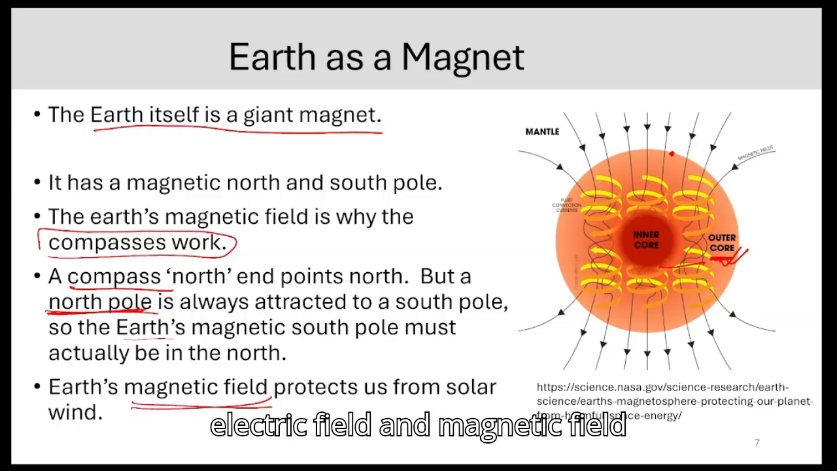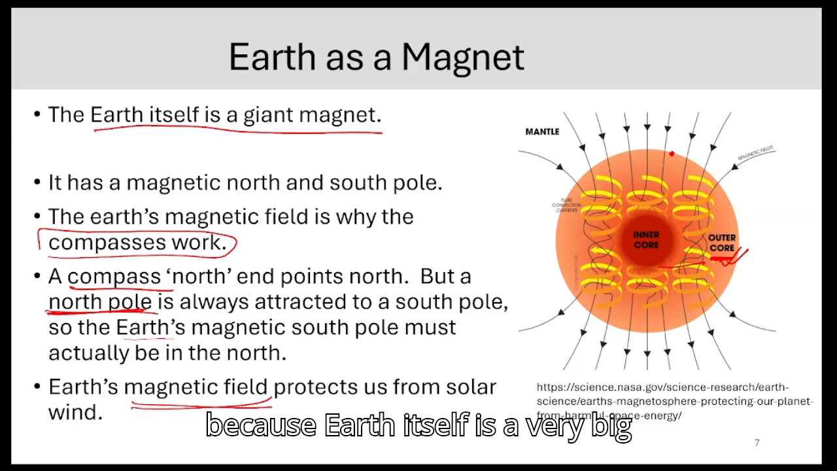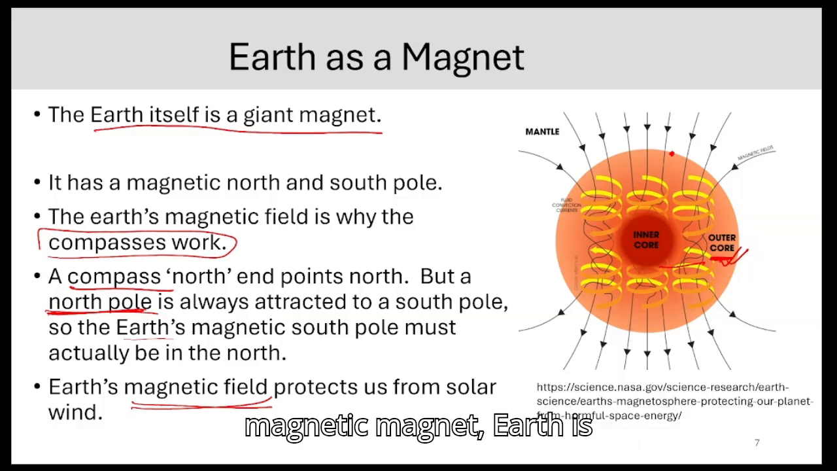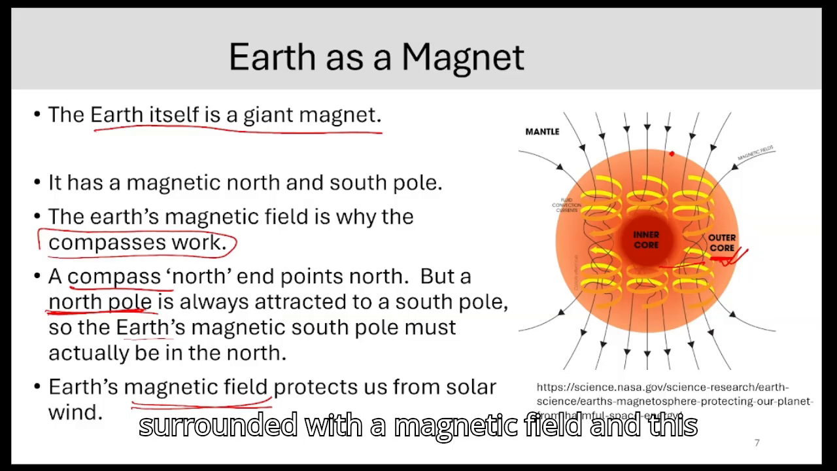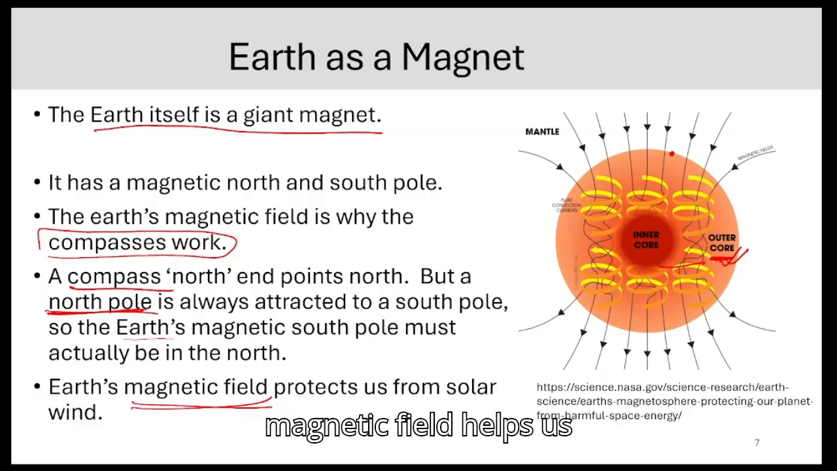As we know, electric field and magnetic field interact with each other, and because Earth itself is a very big magnet, Earth is surrounded with a magnetic field, and this magnetic field helps the planet to shield from harmful charged particles called solar wind.